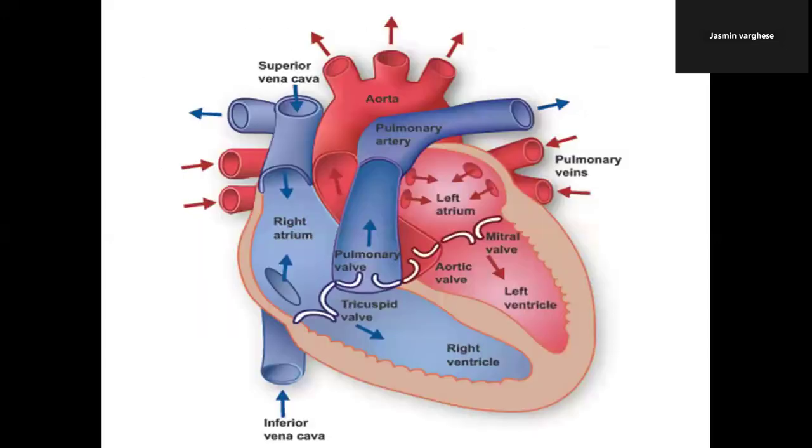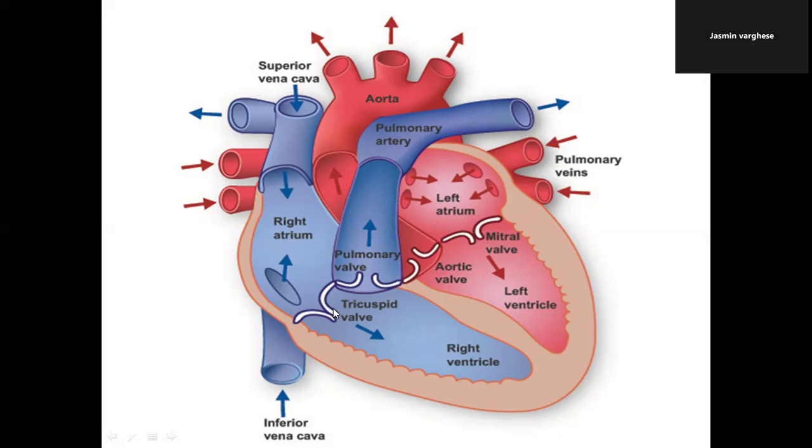Now here you can see a picture of how the heart looks. Here you can see the four chambers: right atrium, right ventricle, left atrium, and left ventricle. In between the right atrium and right ventricle, we have a valve called the tricuspid valve. In between the left atrium and left ventricle, you can see the mitral valve. These valves are known as atrioventricular valves. Why? Because they are between atrium and ventricle.